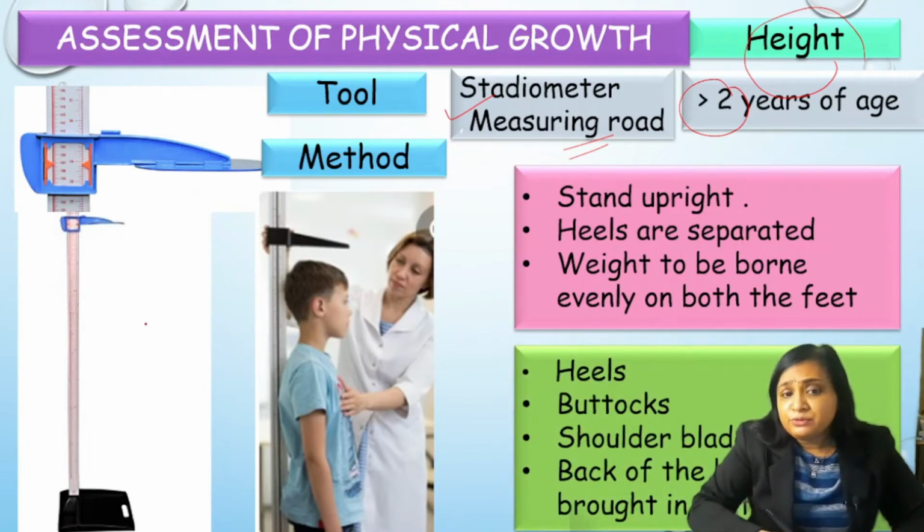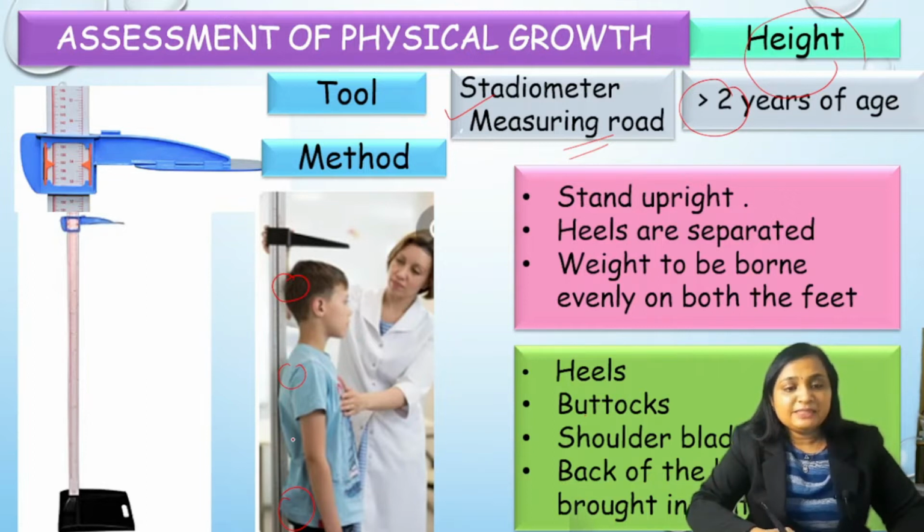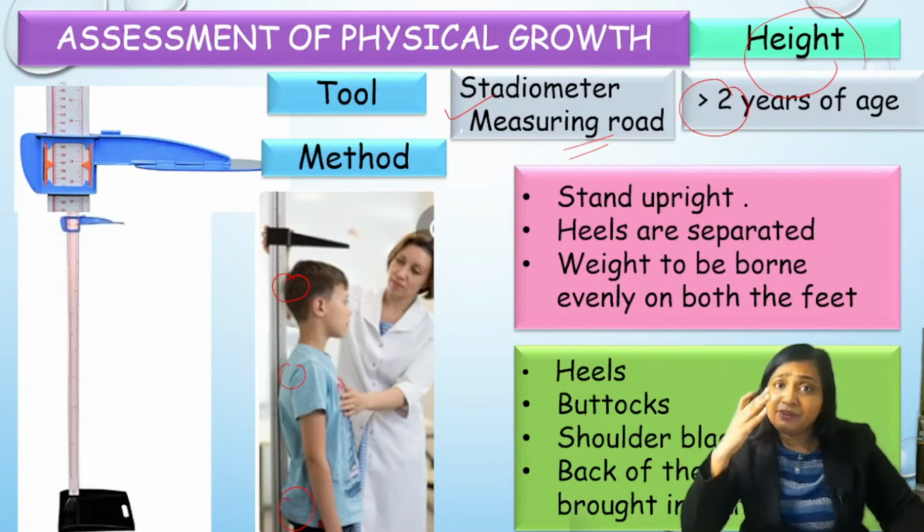What else do we have to take care of? The child's heel, buttocks, shoulder blades, and the back of the head should be in firm contact with the stadiometer. You can see this here. So these are the body parts which should be in alignment when we are taking the height.